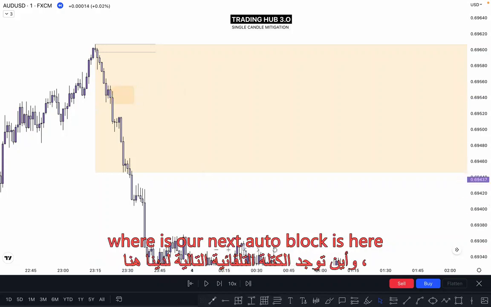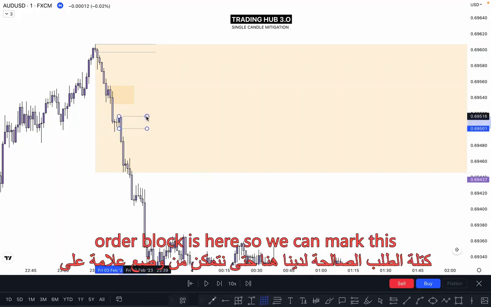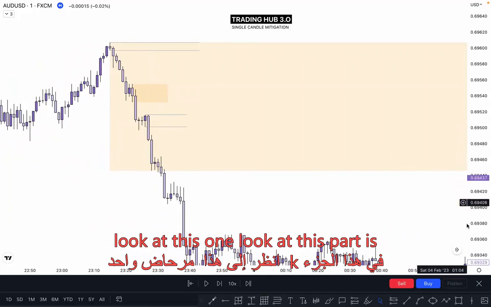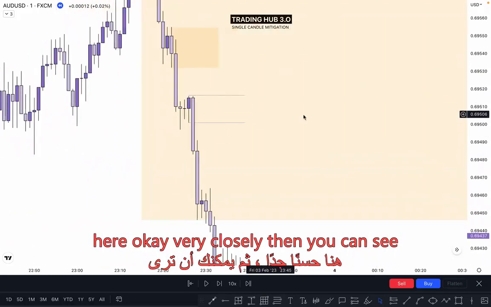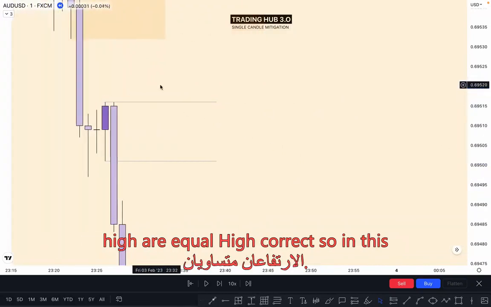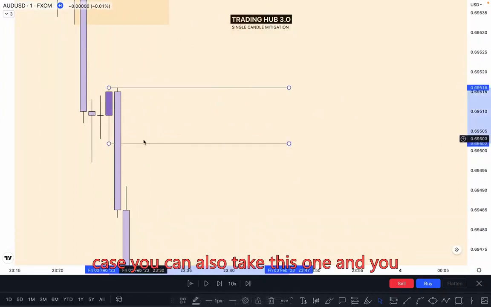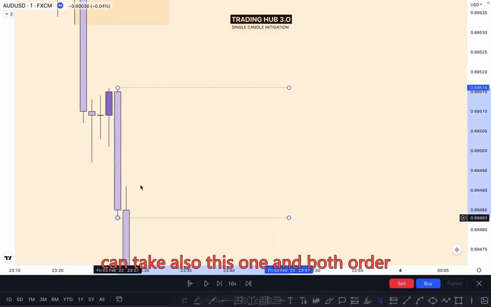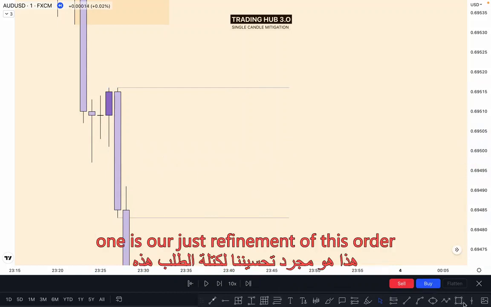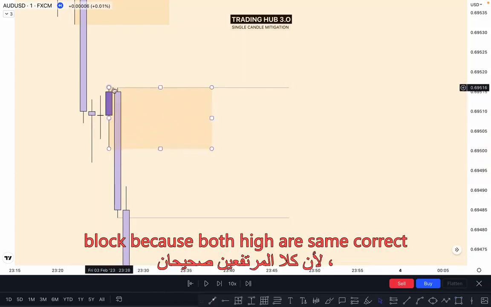And where is our next order block? Look at this one. This one is our valid order block here, so we can mark this as our valid order block. But look at this part very closely, then you can see what is happening here. These two highs are equal highs, correct? So in this case, you can take this one and you can also take this one, and both order blocks are valid, because this one is just a refinement of this order block, since both highs are the same, correct?